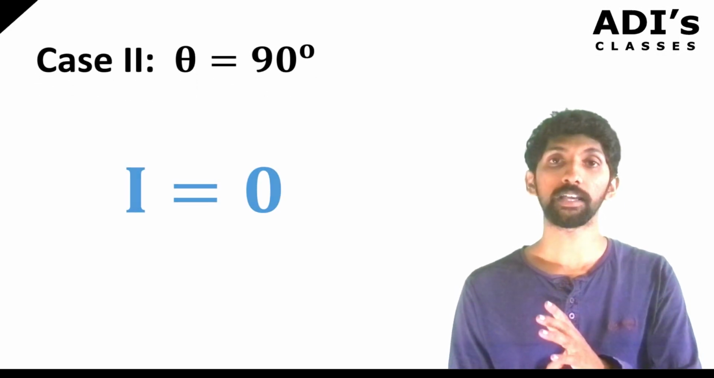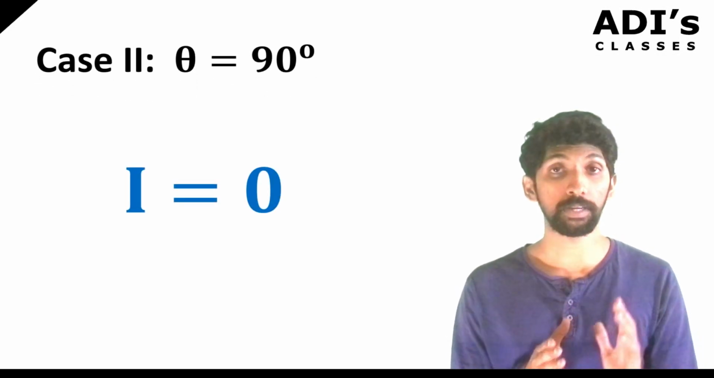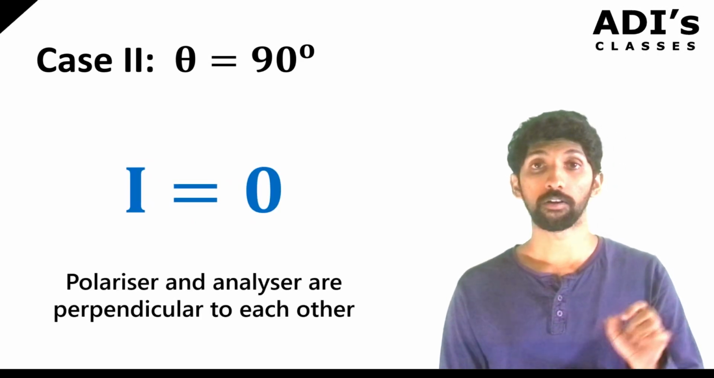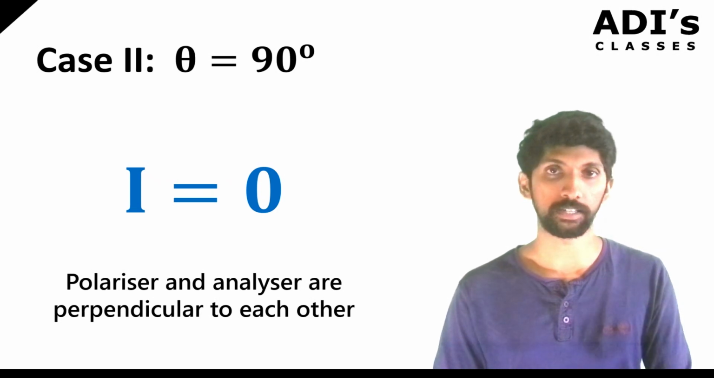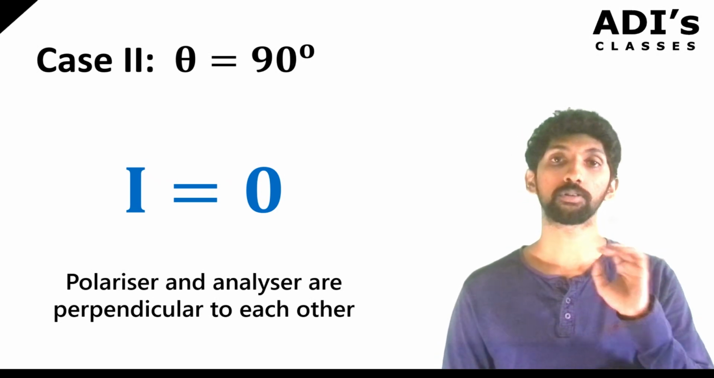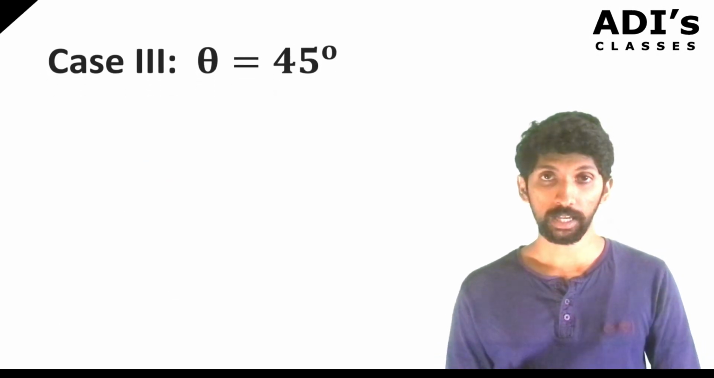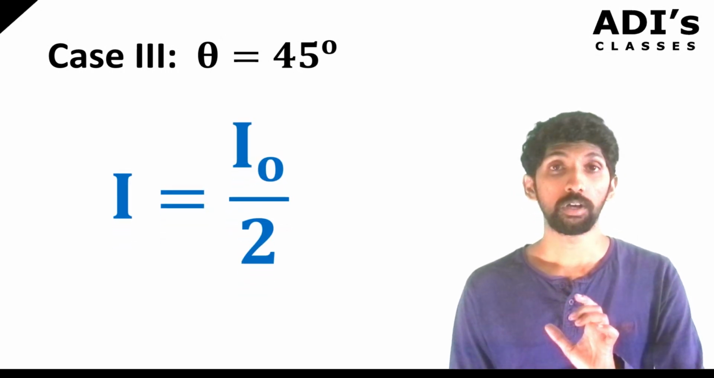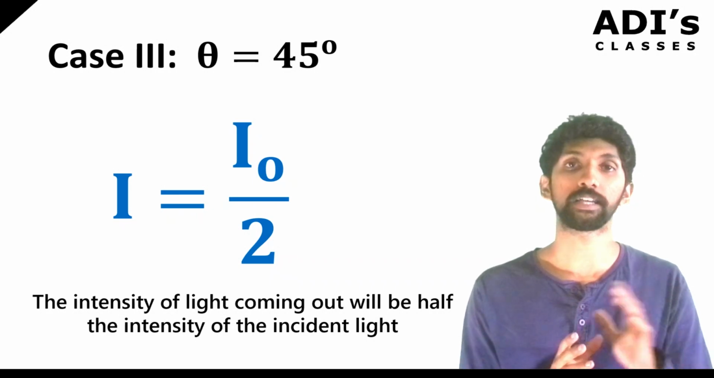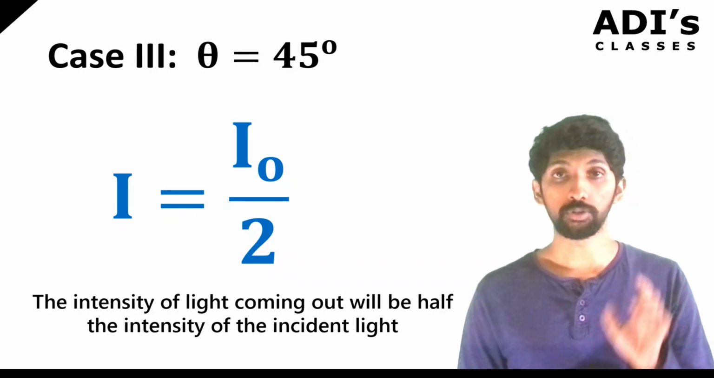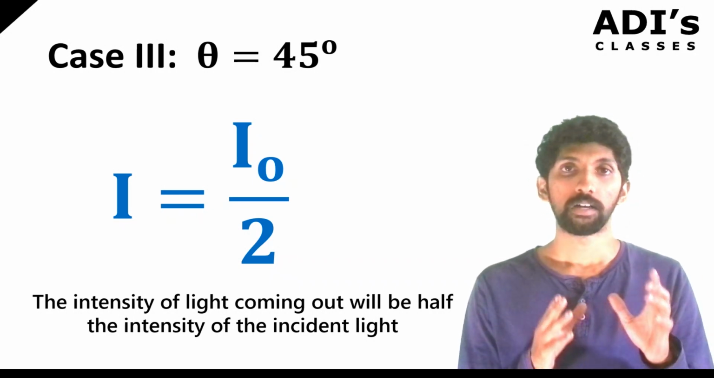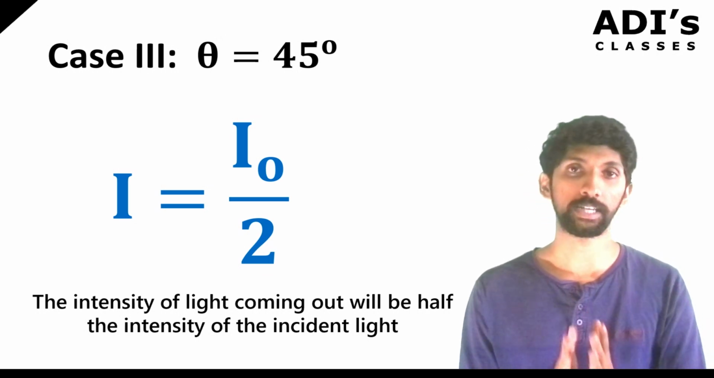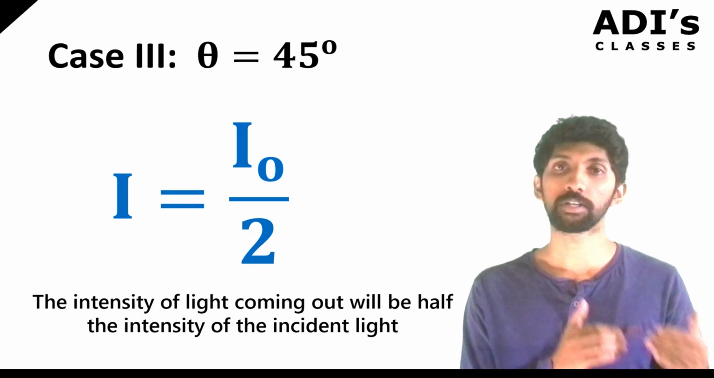This is the reason why, if the polarizer and analyzer are perpendicular to each other, there was no light coming out. Now suppose theta is 45 degrees, then we have I is equal to I naught by 2, correct? Meaning at 45 degrees, the intensity of light coming out will be half the intensity of the incident light. Usually they keep the angle between the polarizer and the analyzer around 40 to 45 degrees.